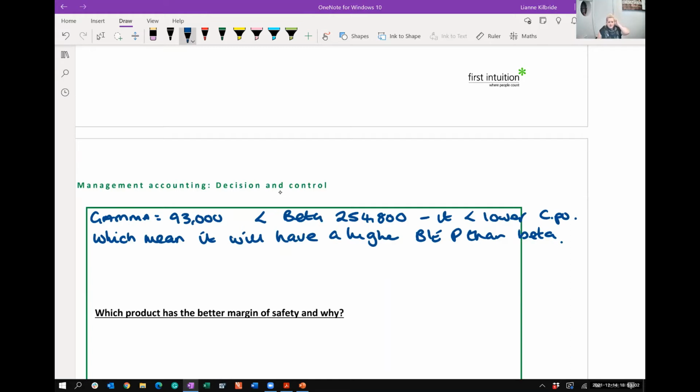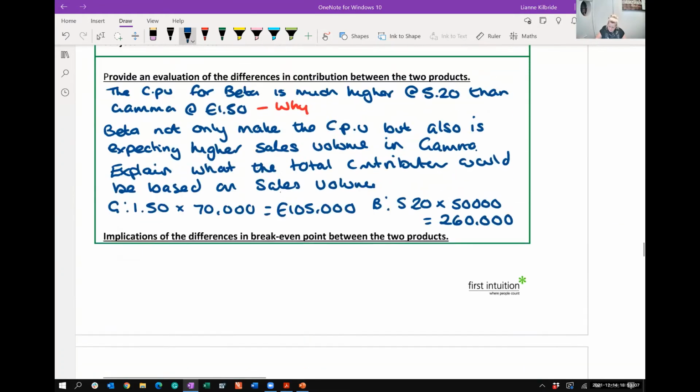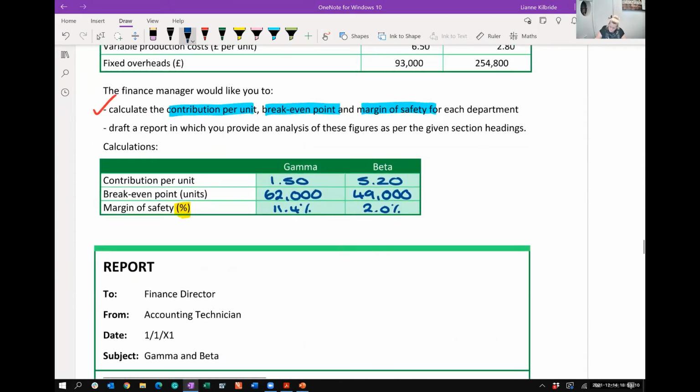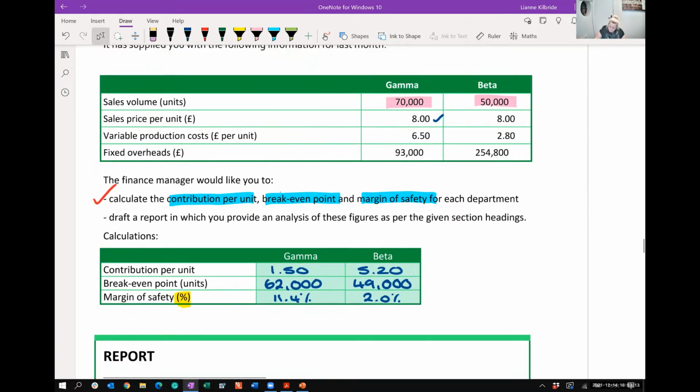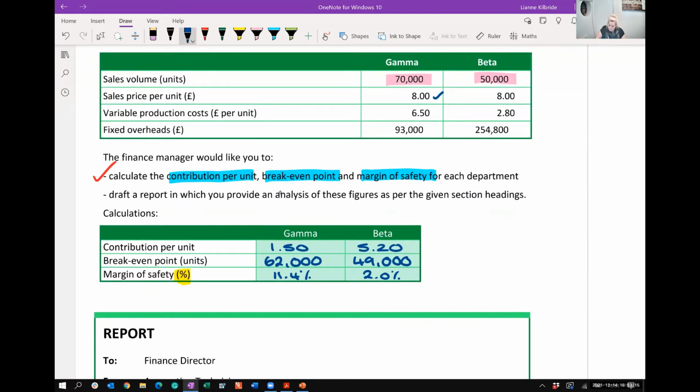And if we look at the results that we've just calculated up here, we've got the fixed overheads of 93,000. We're dividing that over a low contribution per unit. It's going to give us a high number. Where, yes, the 250,000 is a lot higher, but you are dividing it over the 520. So what we'll do is we'll take the break-even units and we're just going to clearly state that gamma has to have that higher level of break-even, obviously, to make sure they're covering the fixed costs there.